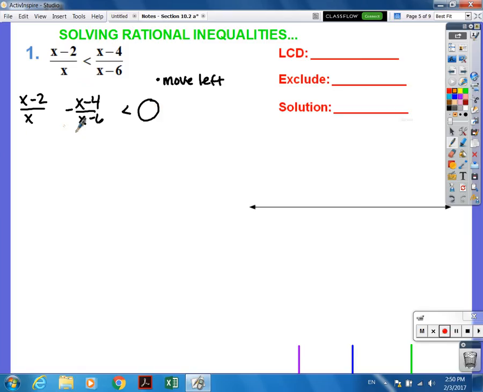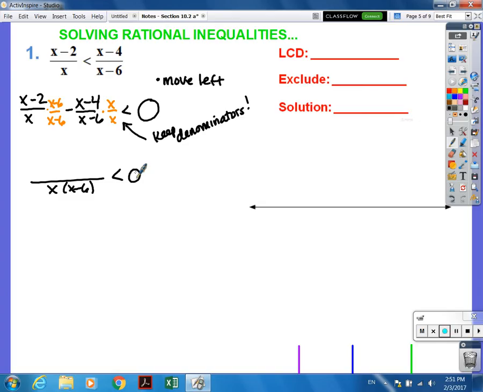But I need common denominators here, so I need to multiply x's by the right-hand term and x minus 6's by the left-hand term. And if you remember, we said to keep the denominators. Keep this factored and don't try to eliminate it or reduce it at any point. So I'm happy that I have x and x minus 6 on the bottom, but what I need to clean up is the top. And it's going to require some foiling.